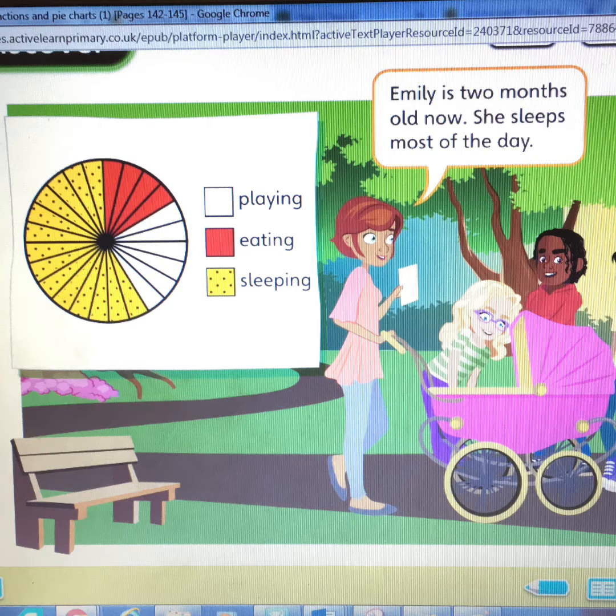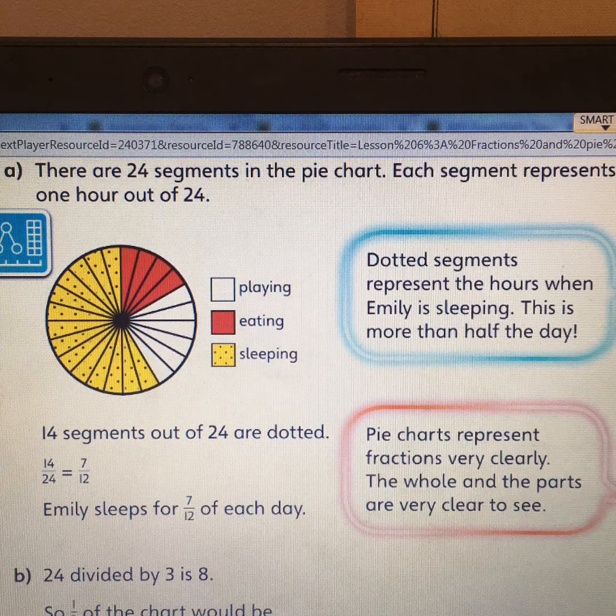So my first question for you is 1A, what fraction of the day does Emily sleep? And my second question, B, Max says, I think she spends 1/3 of each day eating. Is he correct? Pause the video, have a go. Answer time. So as we know, there's 24 segments in the pie chart and each one represents an hour. We want to know how long she's sleeping for. Well, if I look at the key, the yellow spotted one is the sleeping. So if I count those, 14 of those segments were sleeping. So that tells me that she sleeps for 14 hours.